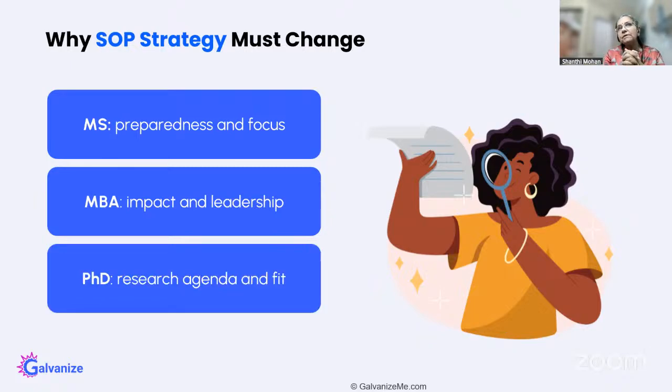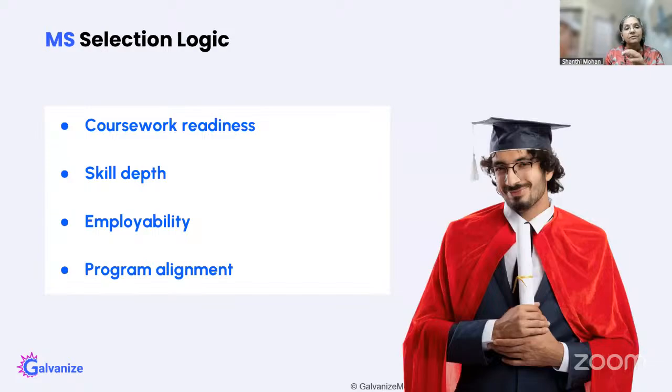In the case of a PhD, there needs to be a clear explanation on the research agenda and also alignment of your research with the faculty with whom you want to work. Only then it comes out as a strong effort. Okay? So in the case of MS, yeah, coursework is very important. They will look at your readiness for the coursework. How strong are you in your skills, and is there a good employability with all your profile around, and also the alignment of the program.